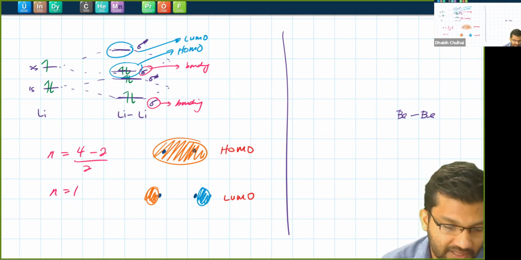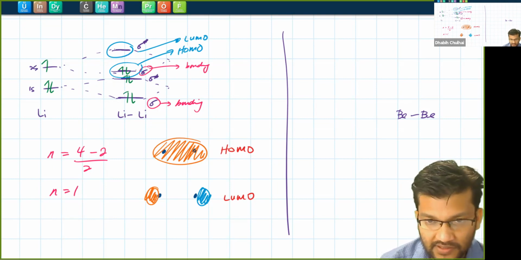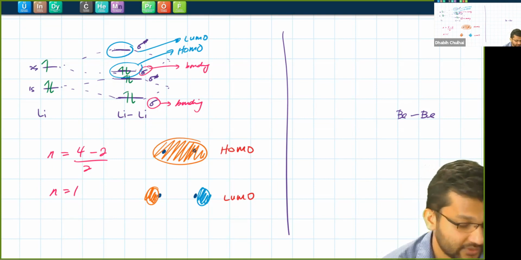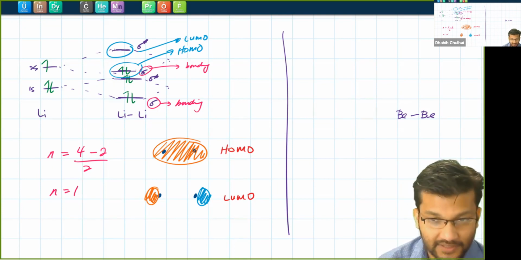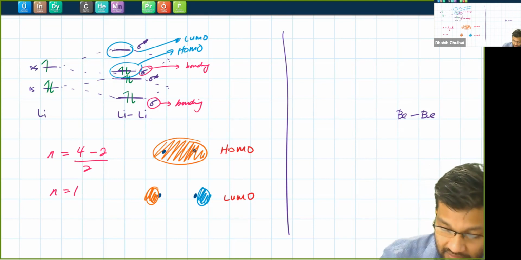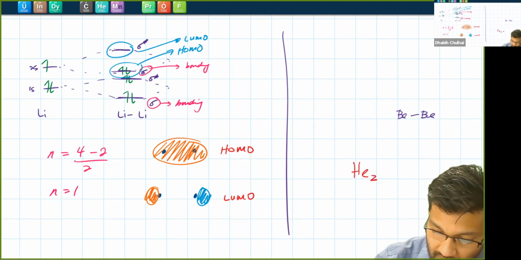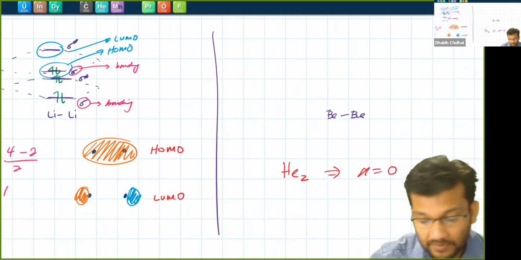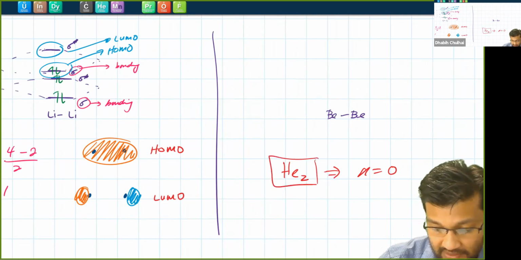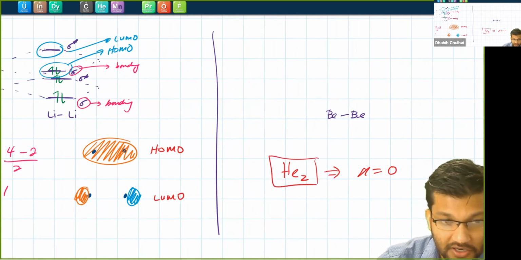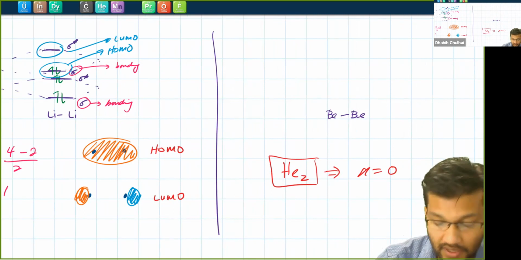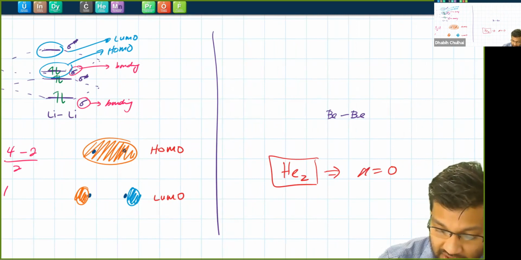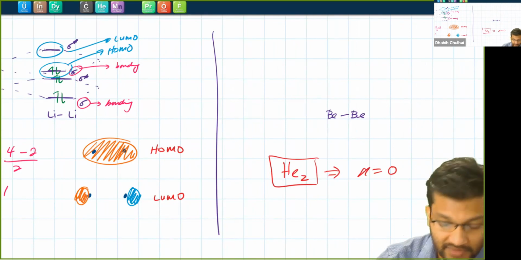Now it's not perfect because we're making a lot of assumptions, and I don't think beryllium 2 has 0 bonds. I'm not an expert on that. It might have a very, very weak bond. I know the example of helium 2. If you use the same picture, the bond order for helium 2 is 0. But people have done experiments and helium 2 as a molecule exists, right? The bond order is not 0. There is a bond there, even though it's a very, very weak bond. So this picture is good to understand some things, but it's not perfect.